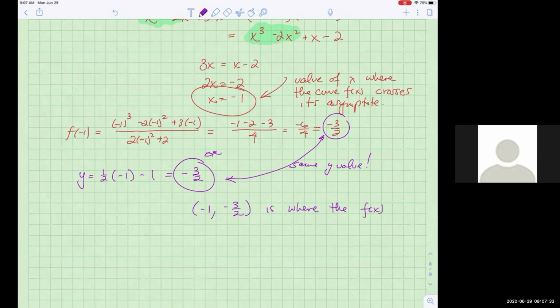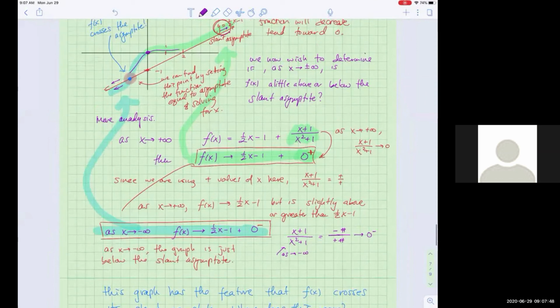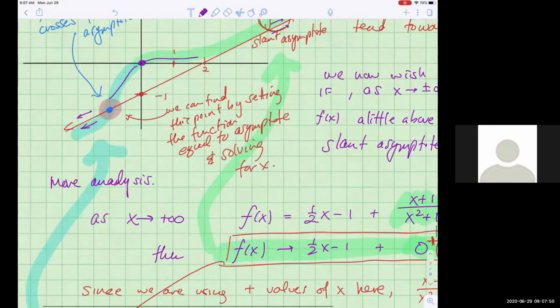So coming back up here, this is the ordered pair negative 1, negative 3/2, where f of x crosses its asymptote. So I know you guys are frantically trying to write this down. I'm just going to scroll up really quick. I'll come right back to this. This is the point negative 1, negative 3/2. And that's where it crosses the asymptote.